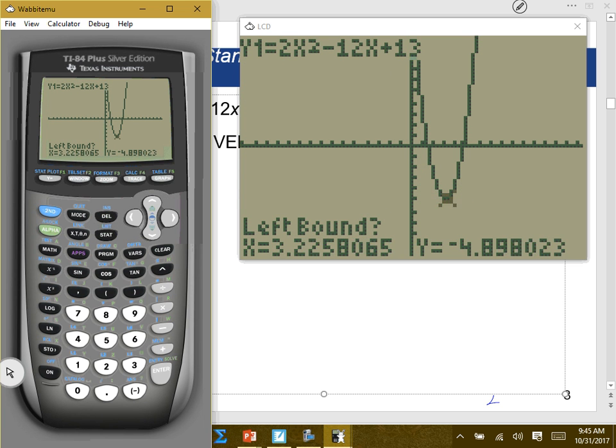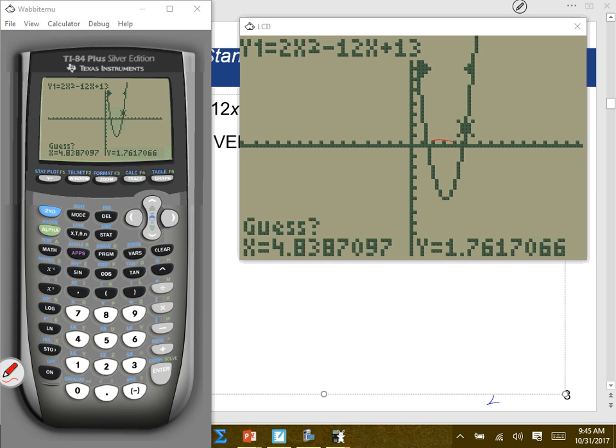And now it asks me to find a left bound. So I think my vertex is about right there, correct? So when it says left bound, you just want to be to the left of it. And hit enter. And then when it says right bound, you just want to be to the right of it. Hit enter. So what we've done is we've told the calculator, I think it's always important to understand what your calculator is doing. We just told our calculator to go ahead and look at these x values. Look at those red x values. And plug them into our function.